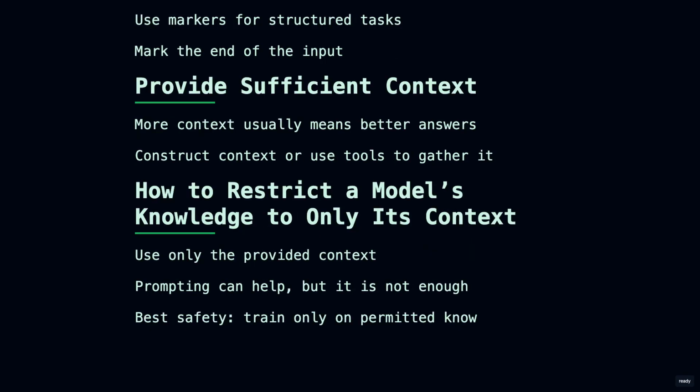But prompting is still just guidance, not a guarantee. Fine-tuning on your corpus helps, but pre-training knowledge can still leak through. The most reliable approach is training only on the approved data, though that is often expensive and the dataset may be too small to produce a strong model.